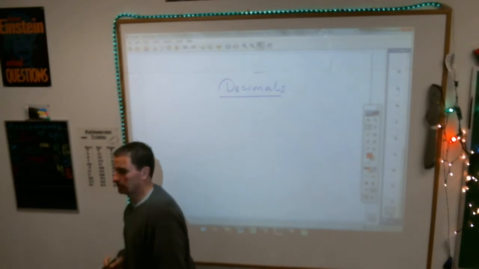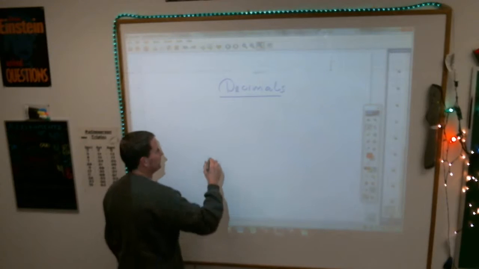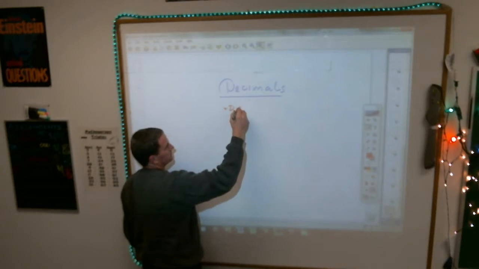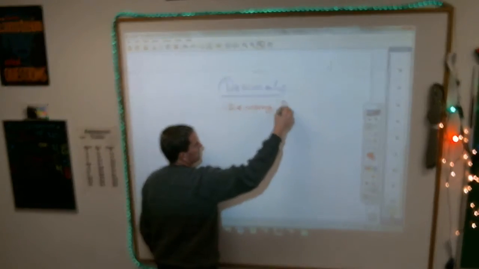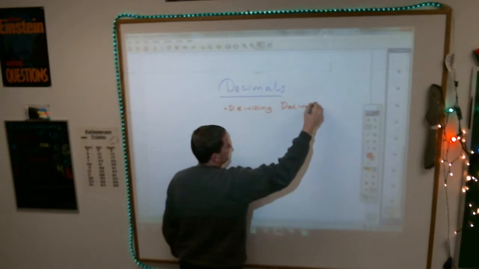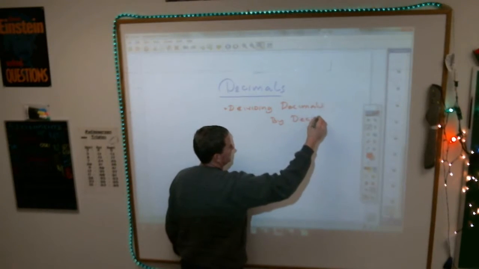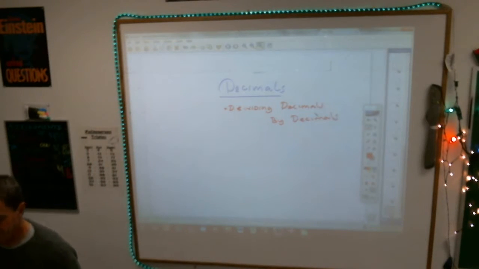Today we look at decimals. We've done dividing decimals by a whole number. Today we look at dividing decimals by decimals. And that adds one extra step to the whole process.